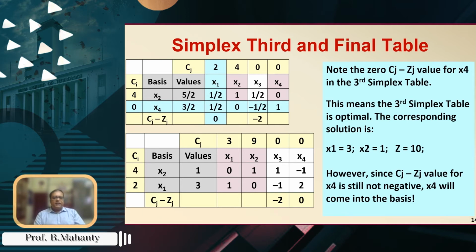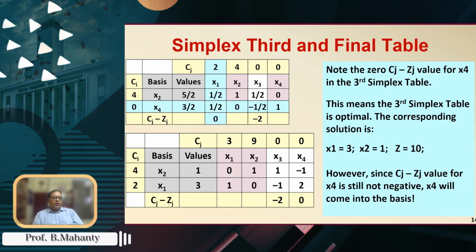X1 and X2 are in the basis. So for X3, it would be 4 into 1 plus 2 into minus 1, that is 2. 2 is Zj, and Cj minus Zj will be minus 2. And in this case, minus 4 plus 4, Zj equal to 0. Cj is also 0. So Cj minus Zj is 0. So look here, once again, we have x4 to come into the basis. All right. So if now we bring x4 into the basis, which one would be leaving? X1 would be leaving. So if you then solve, you get back this original optimal solution.